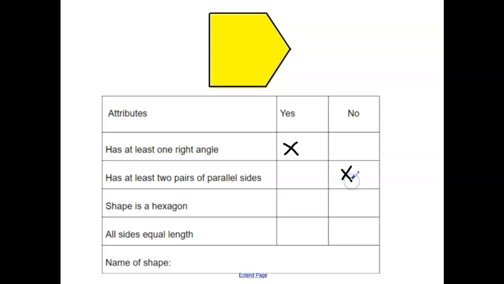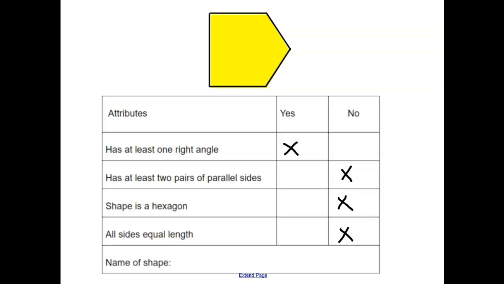Okay, next I'm asked, is this shape a hexagon? Well, let's count the number of sides. 1, 2, 3, 4, 5. No, we've already determined that it's a pentagon. So would I say yes or no? Is this shape a hexagon? No, it's a pentagon. Are all of the sides in equal length? Well, these opposite sides are equal length, but this side is much longer than this side, so no, not all of the sides are equal length.